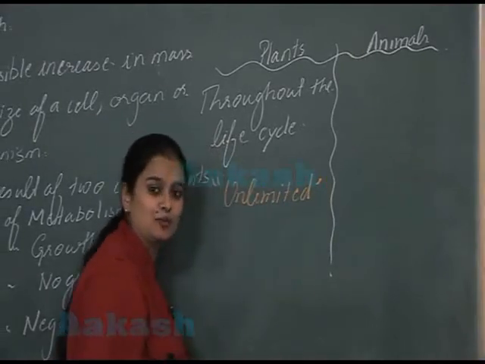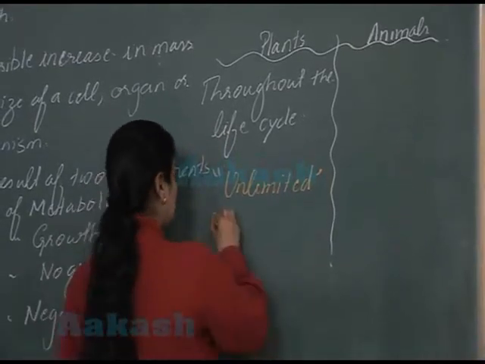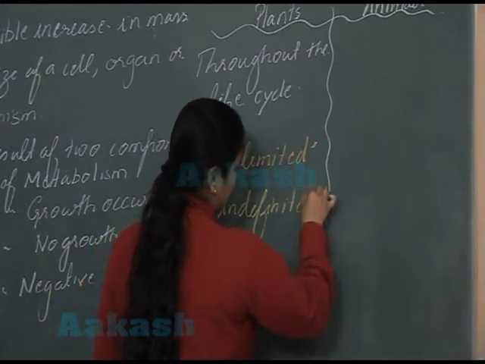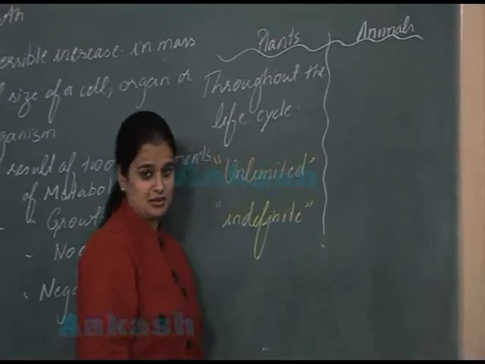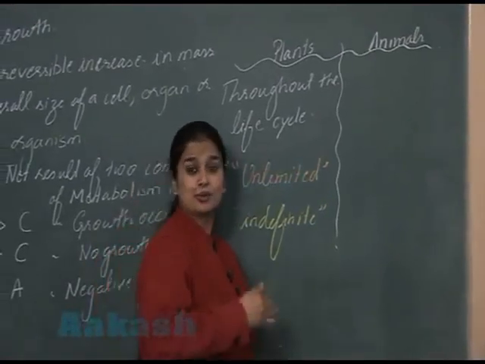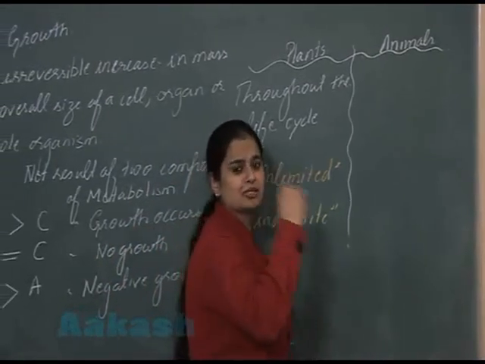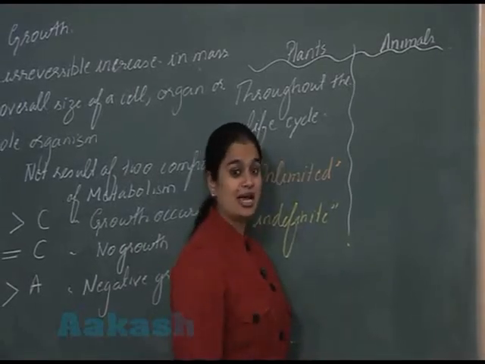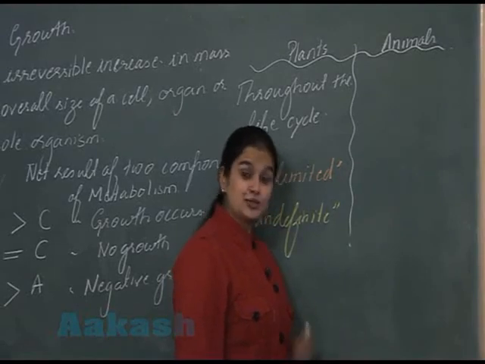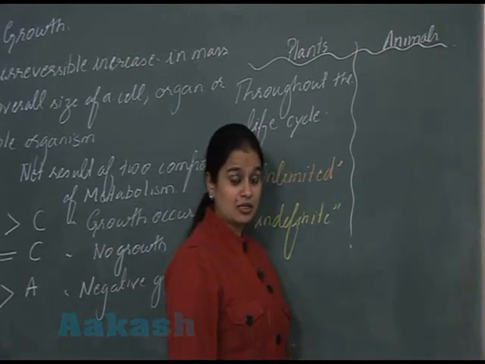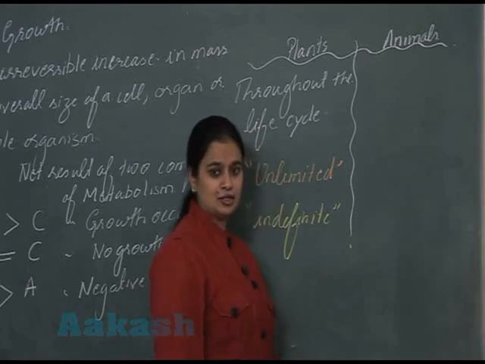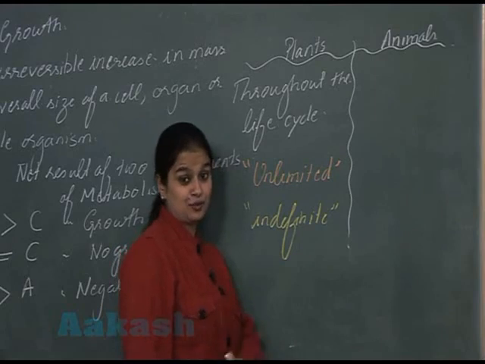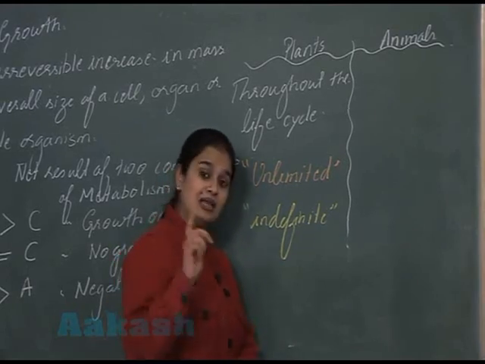Unlimited growth. Along with that, you can also call it indefinite growth. What about the animals? In the animals, growth occurs only up to a certain age. In the mature stages, growth in the animals is absent. So growth in the animals occurs only up to a certain age, not throughout the life cycle. That's why this type of growth is called limited growth.